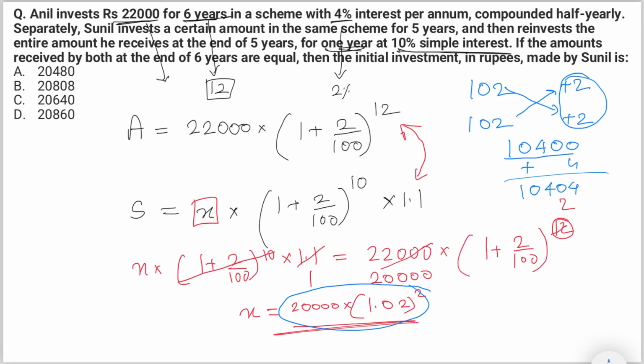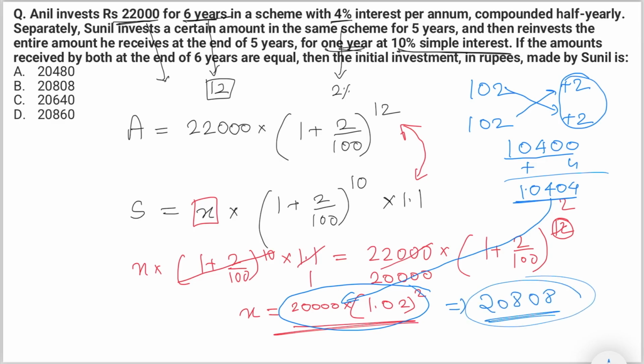You will get 10404. So naturally 1.02 square is nothing but 1.0404, and this 1.0404 gets multiplied by 20,000. So double of this is 20808, and that is the answer to our question. Very clearly it is our B option.